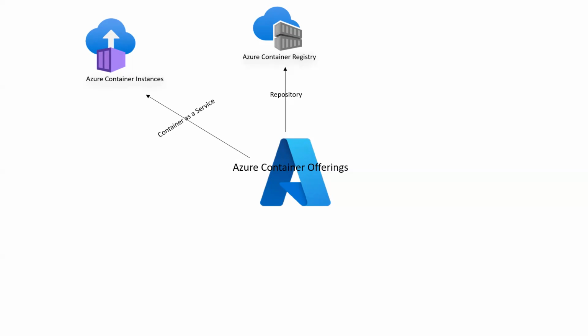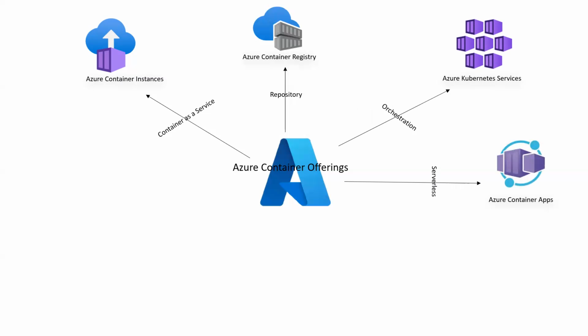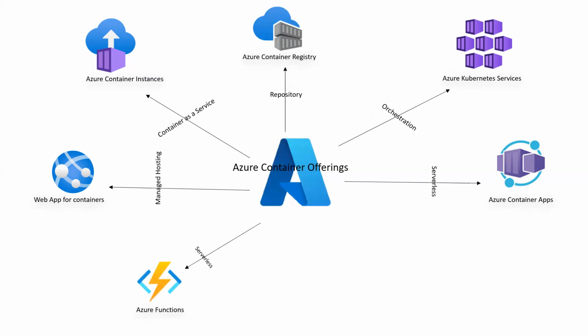Well, now we are spinning up containers and their count is going to increase, and we need proper orchestration, which leads to Azure Kubernetes Service, or AKS. Now we can also run microservices on a serverless platform with the help of Azure Container Apps. We could also run container apps on App Service, which is a managed hosting service for applications. We can run containers on Azure Functions as per the requirement, which is again a serverless approach.